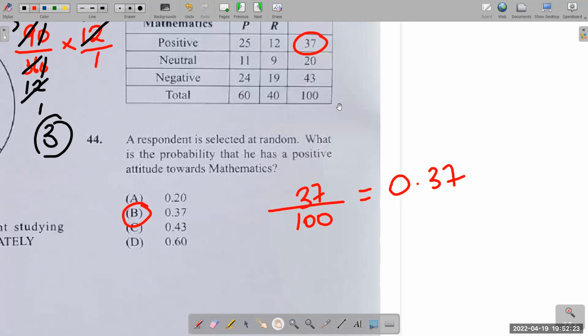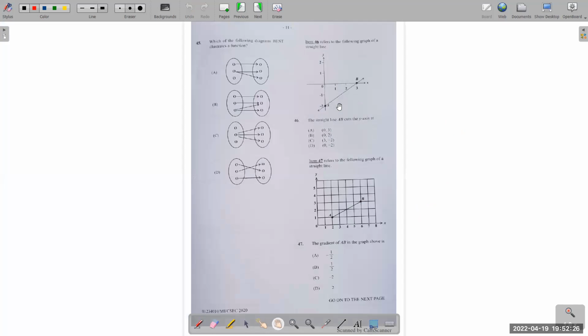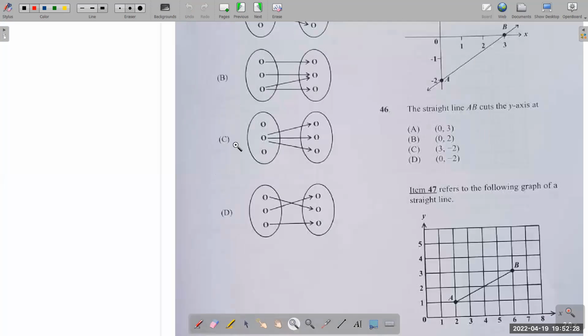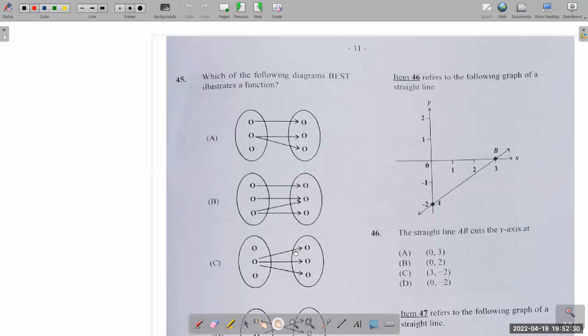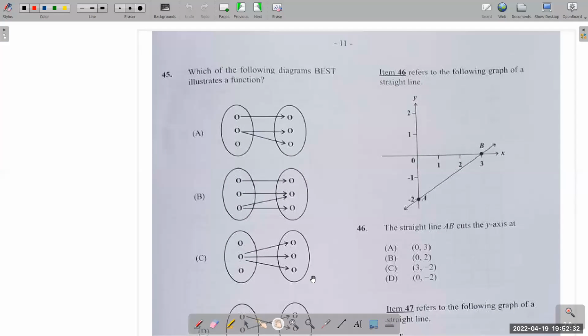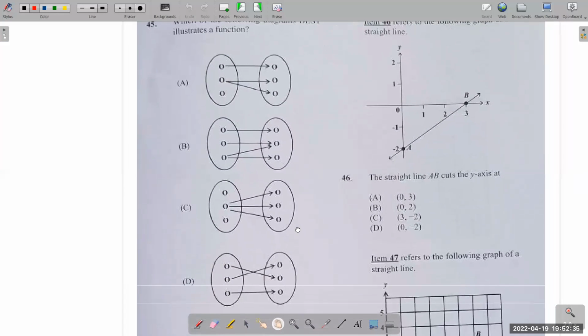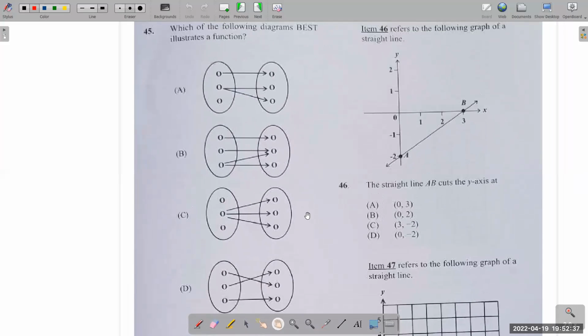Right? Easy stuff. All right, next one. Which of the following diagrams best illustrates a function? Let me see who's thinking. You should remember what a function is. A function is either a one-to-one or a many-to-one. So which one is a function? Come on.